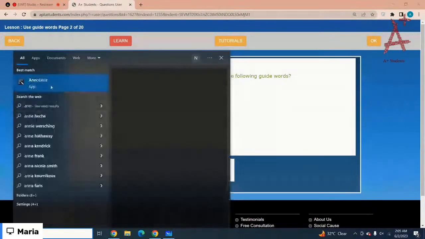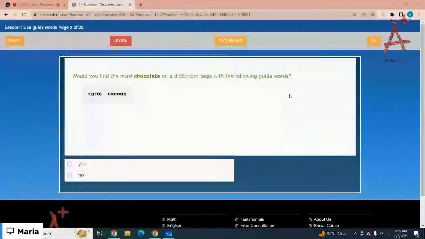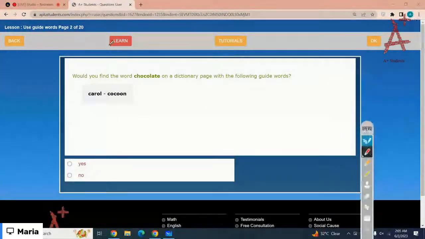Very good. The answer is yes, because look at the second letter. You can see the second letters are A and O, and you have H. H is in between A and O. So that means yes, you can find the word chocolate in between these guide words, Carol and Cocoon. Got it?